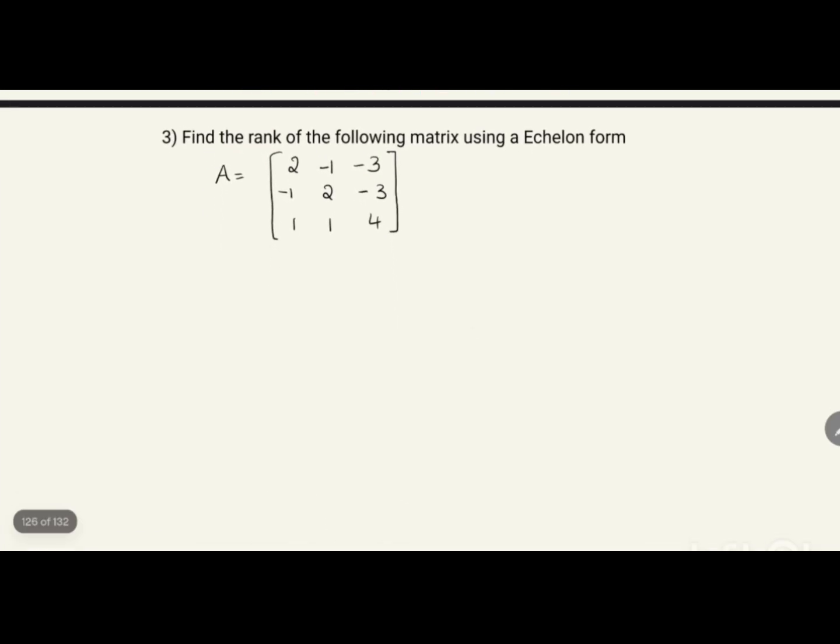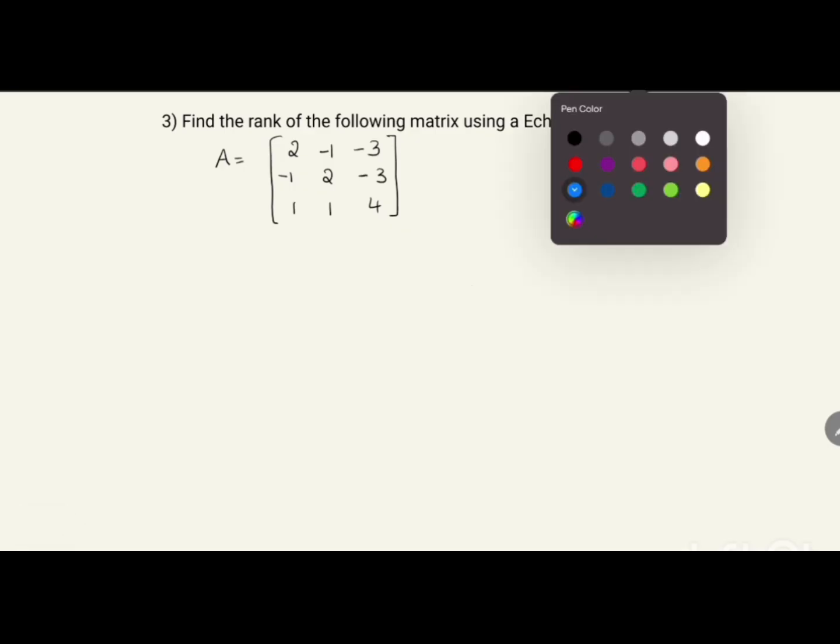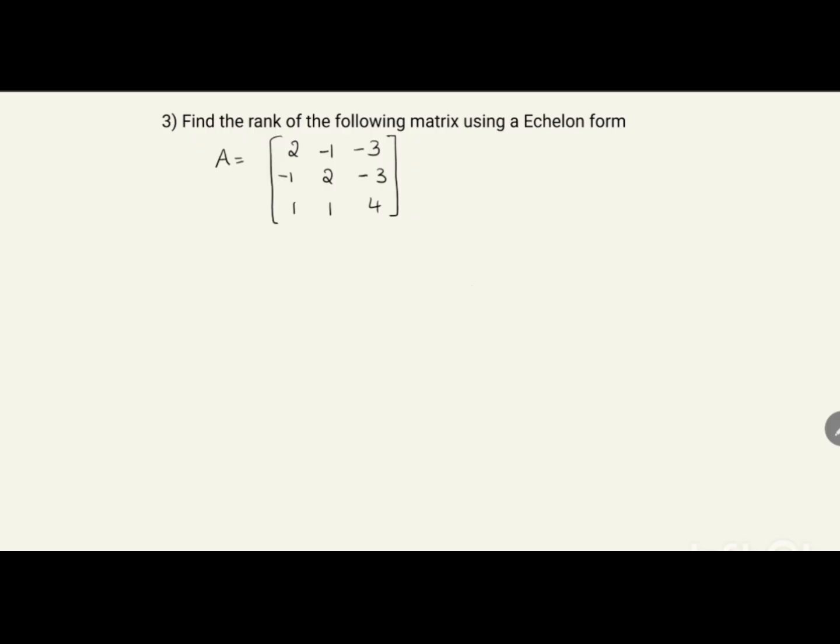Now coming to the third problem. Find the rank of the following matrix using echelon form. I will write down the matrix once again. A is equal to 2, minus 1, minus 3, minus 1, 2, minus 3, 1, 1 and 4. Yes. See here, students, what is the first step? Actually, the first step is A11 should be 1, but here it is 2. So what I will do, I will swap R1 with R3 because the first element of R3 is 1.